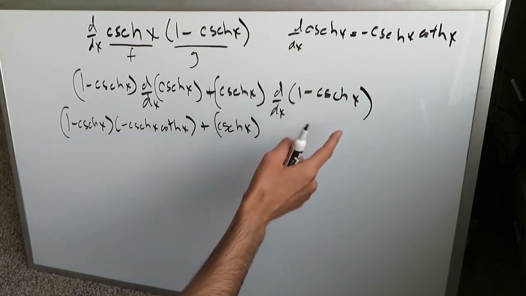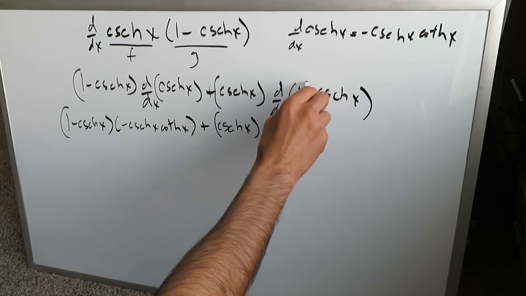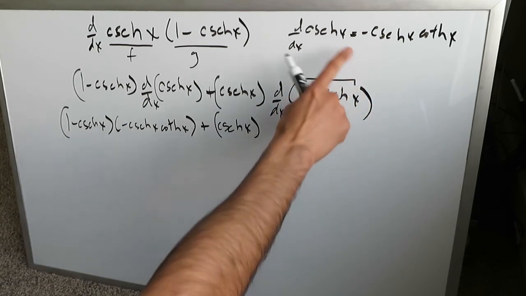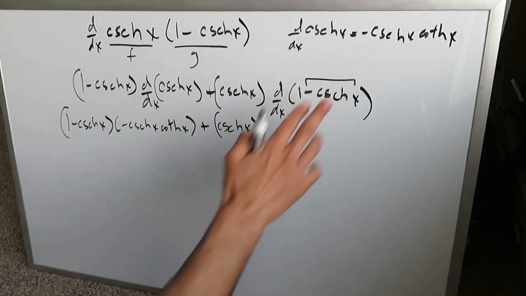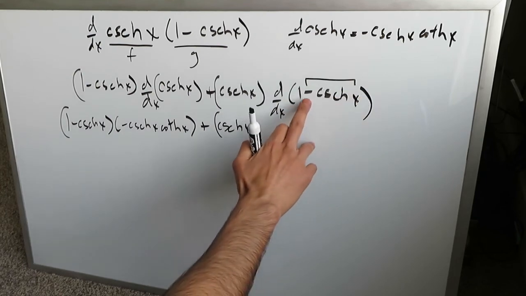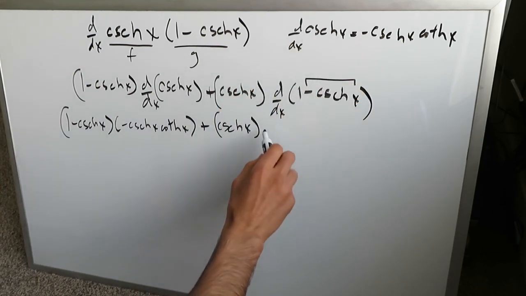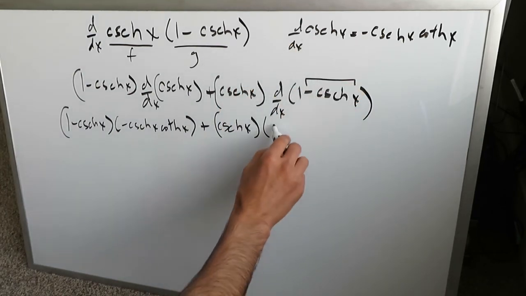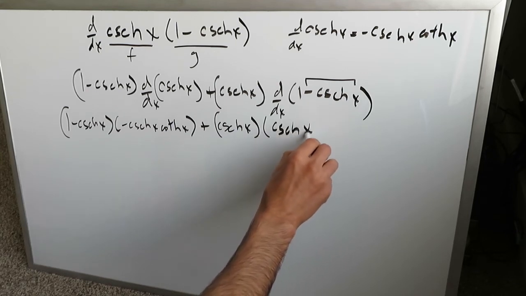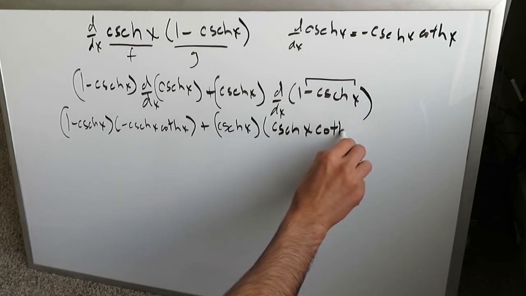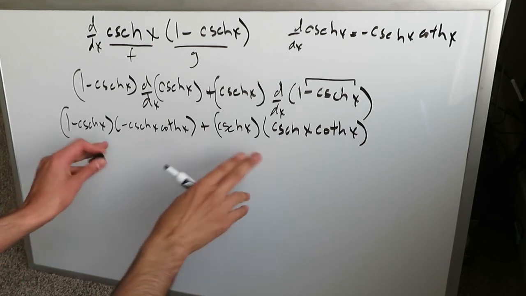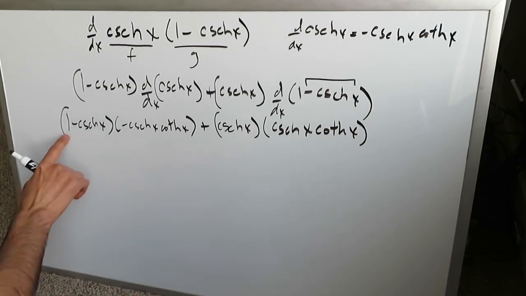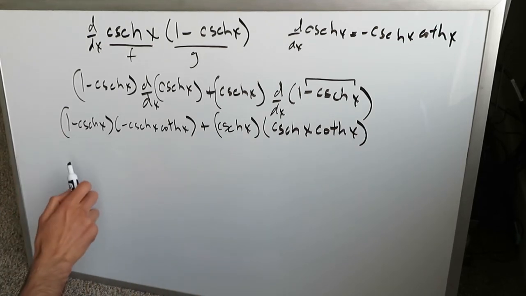Basically, the derivative of 1 is just a 0. You're now looking at just the derivative of minus this. If the derivative of hyperbolic cosecant is minus that, then the derivative of minus that will be positive that. It'll negate the minus, and you'll just get hyperbolic cosecant x times hyperbolic cotangent x. Now all you have to do is multiply things together. You have this expression multiplying with all of this, so you have to do that.